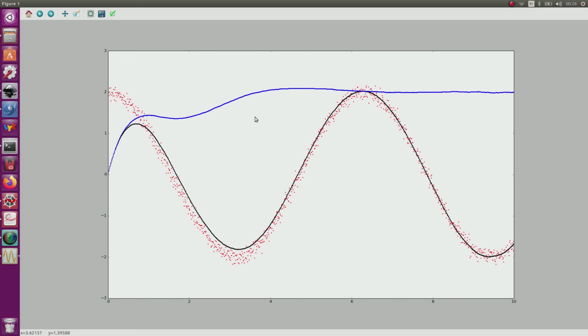And in blue it is the amplitude. So the amplitude is approximately equal to 2. So the estimation is quite good even with the noise. But at the beginning, due to the initialization, I need to wait a few seconds to have a good estimation of the amplitude.